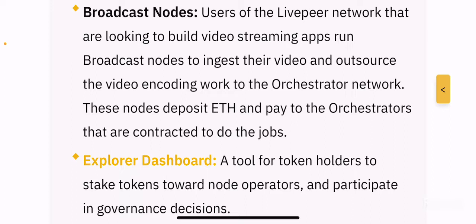So it's a similar mechanism, but the main thing that you guys need to understand from this paragraph is that broadcaster nodes are the nodes that deposit the ETH and pay the orchestrators that are contracted to do the job. So they are mainly responsible for providing the orchestrators with the information that's necessary for the orchestrators to do their node run, right? Again, if you want to dive deep, I always suggest you guys go to the website and read more about these topics, right?